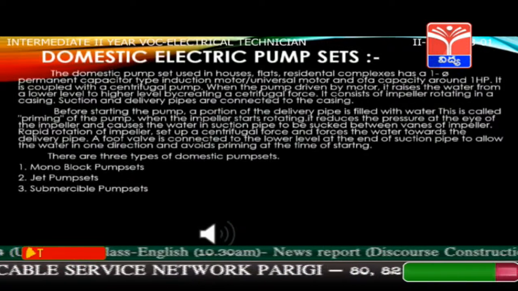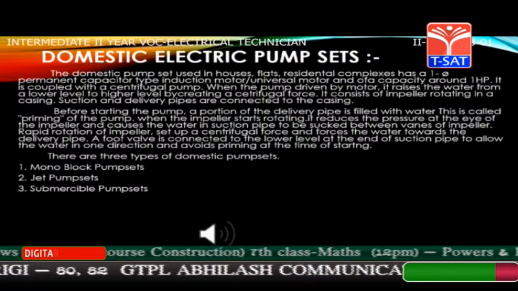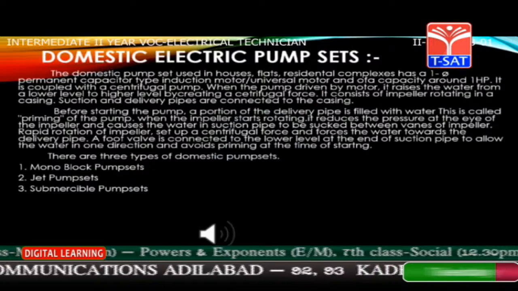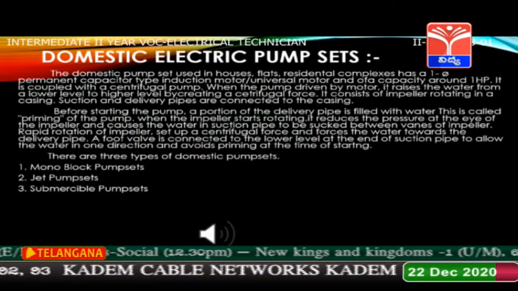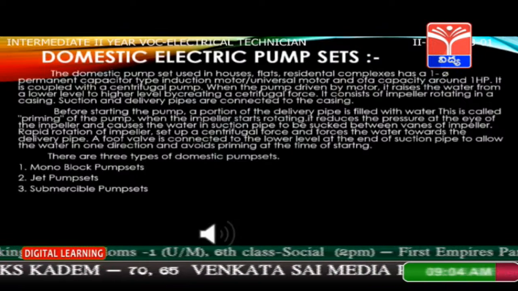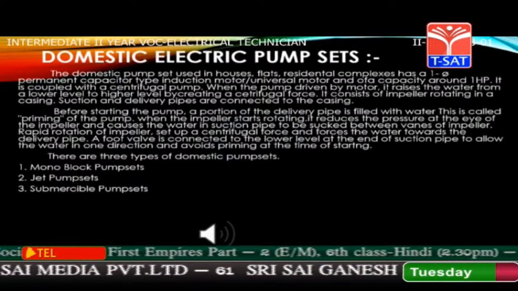A foot valve is connected at the lower level at the end of the suction pipe. It allows the water in one direction and avoids priming at the time of starting. These are of three types: one, monoblock pump sets; two, jet pump sets; three, submersible pump sets.